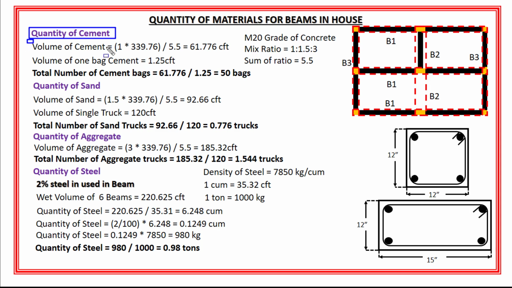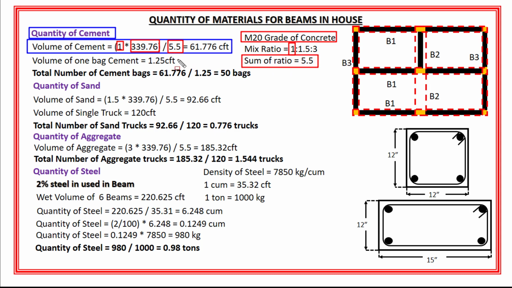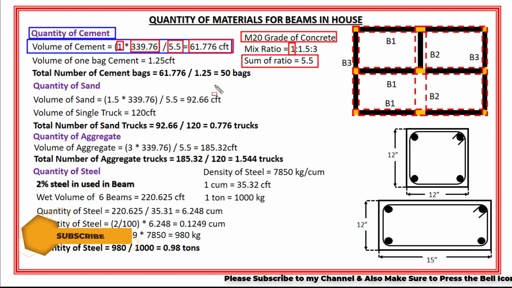So the volume of cement is equal to 1, which is the ratio of cement in the mix ratio of M20 grade concrete, multiplied by the total dry volume of 6 beams, which is 339.76 cubic feet, divided by 5.5, which is the sum of ratio. Okay? And the total volume of cement will become 61.775 cubic feet, right?